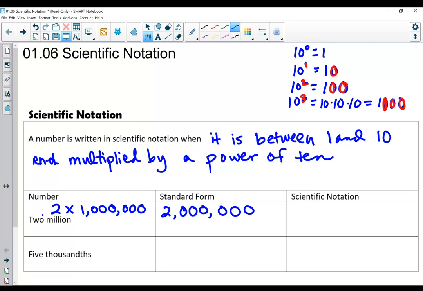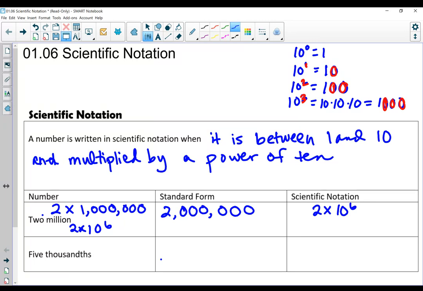So if I want to represent this 1 million as a power of 10, I can simply count the zeros. 1, 2, 3, 4, 5, 6. I have 6 zeros, so it must be 2 times 10 to the 6th. So that's what I'm going to write over here for my scientific notation.